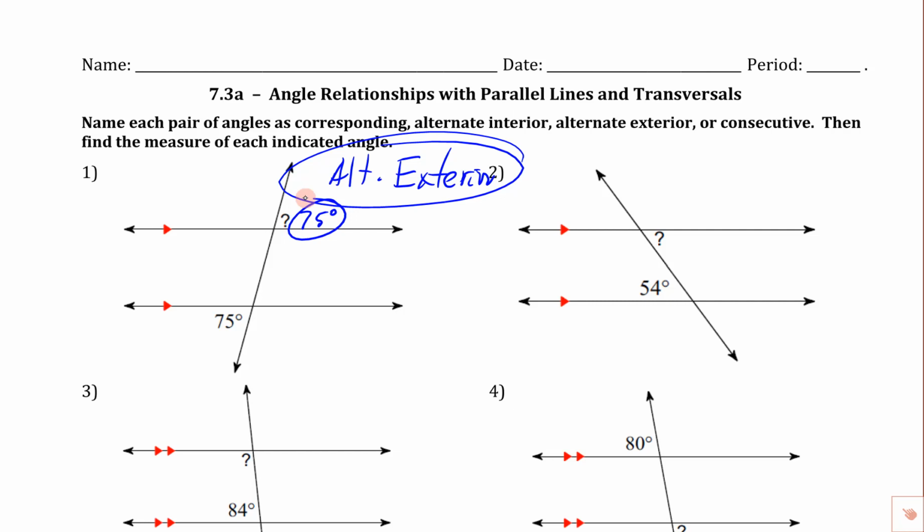If we take a look at number 2, these are on the inside. They're on opposite sides of the transversal and on opposite intersections. So this would be alternate interior. Okay, and I'll just abbreviate that. And alternate interior are congruent. So this one is 54 degrees. It literally goes that fast.